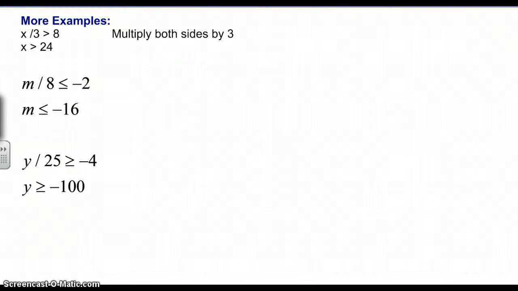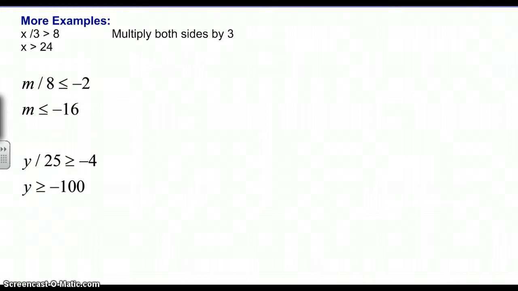If you have x divided by 3 is greater than 8, to solve this, you'd multiply both sides by 3, and you get x is greater than 24. Again, there's no need to change the sign. You would draw an open circle on 24, and you would draw the arrow to the right-hand side because x is greater than 24. That means every number to the right of 24 would be included in the solution set. And you should always check your answer back to your original inequality to make sure that this works.